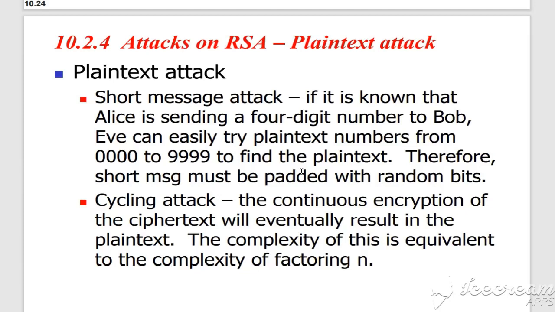The next is the cycling attack. The cycling attack is based on the fact that if the ciphertext is a permutation of the plain text, then continuous encryption of the ciphertext will eventually result in the plain text. In other words, if Eve continuously encrypts the intercepted ciphertext, she will eventually get the plain text. However, Eve does not know what the plain text is, so she does not know when to stop. She needs to go one step further. When she gets the ciphertext again, she goes back one step to find the plain text.